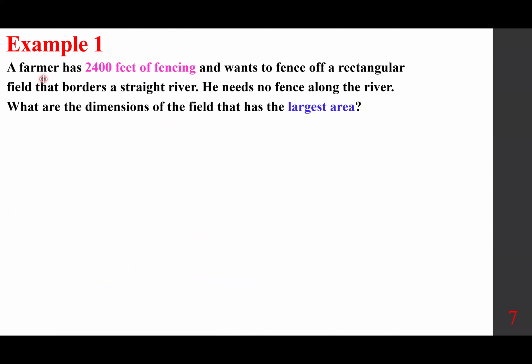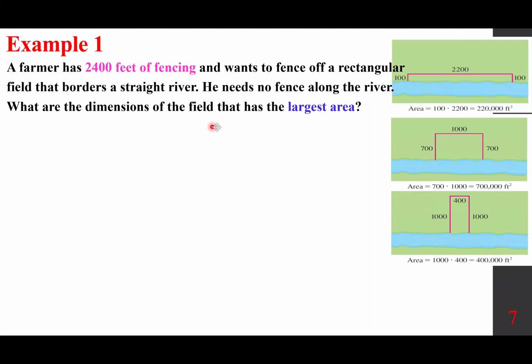Example one: a farmer has 2,400 feet of fencing and wants to fence up a rectangular field that borders a straight river. He needs no fence along the river. What are the dimensions of the field that has the largest area? One way is to just make up a rectangular shape with various dimensions, where area is the width times the length, and you sort of guesstimate the area. That's not a proper way of doing it. So what is the proper way of doing it?